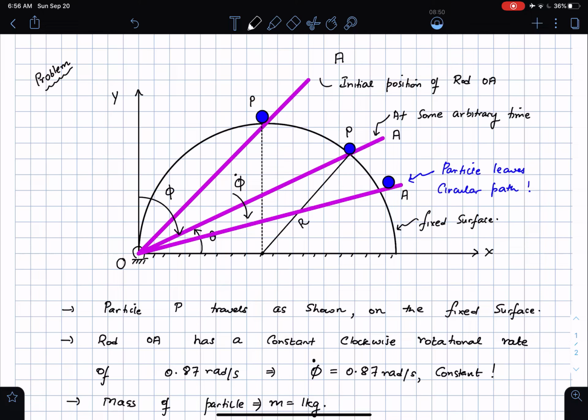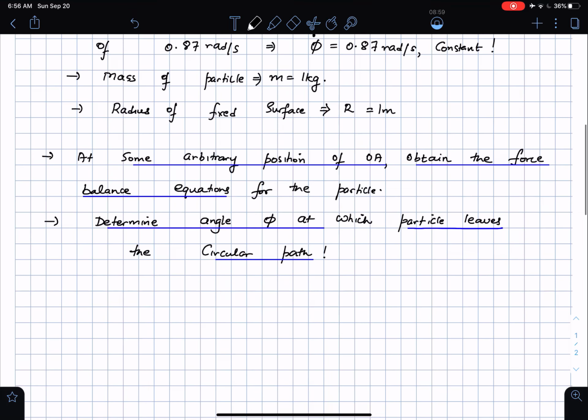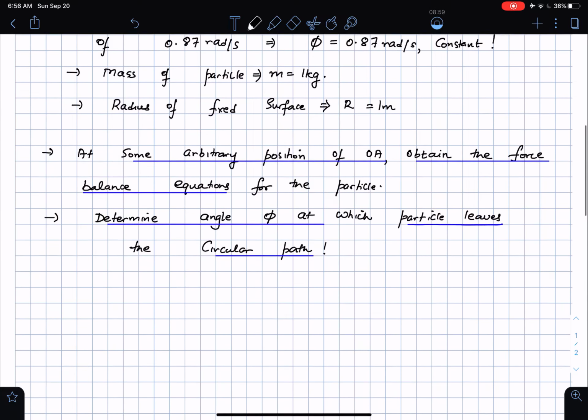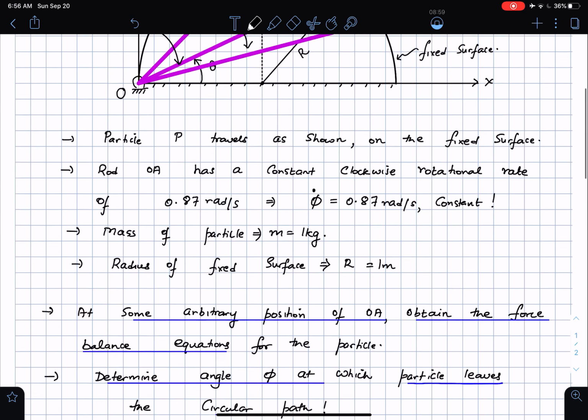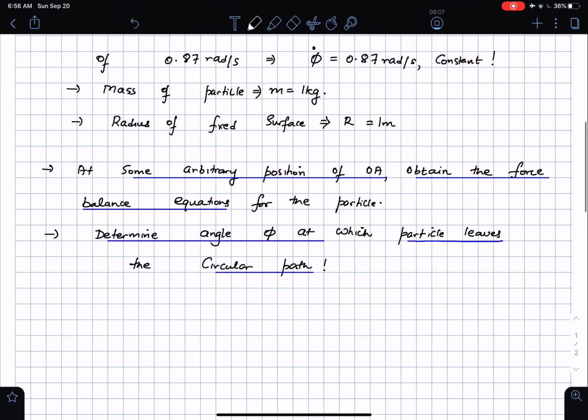So it's a nice, interesting problem. I need to find the angle at which it loses contact with the surface. And so the first thing is, I need to find the equations of force balance. That's the first thing. And the second thing is, what is the angle at which it leaves the surface? Okay, so my solution.